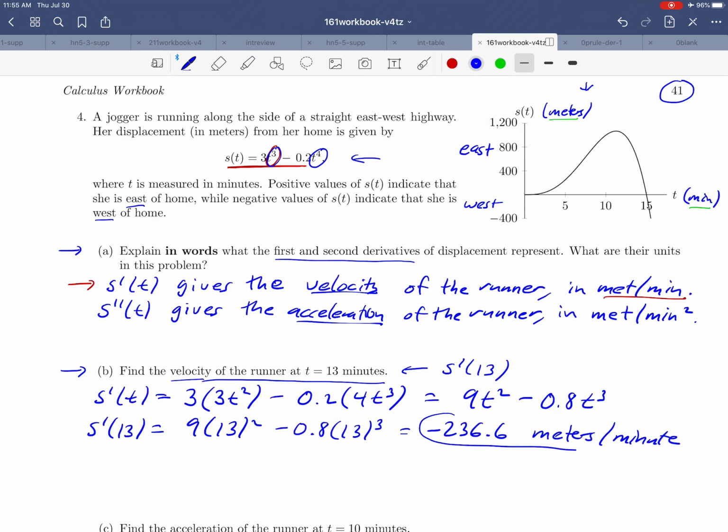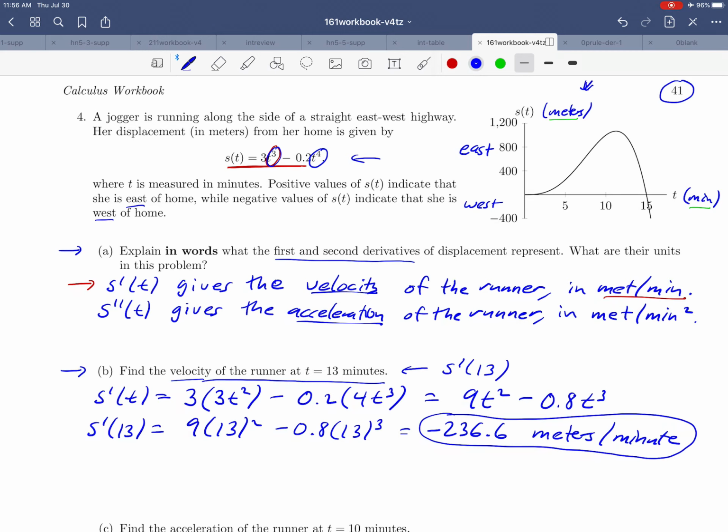Okay, so there's our answer to part B. Now I want to just throw a question out. We've actually finished the question, but notice that we got a negative number here. Can we get a negative velocity? Does that make sense? If you think about it, it's okay for velocity to be negative. That's just an indication of direction.